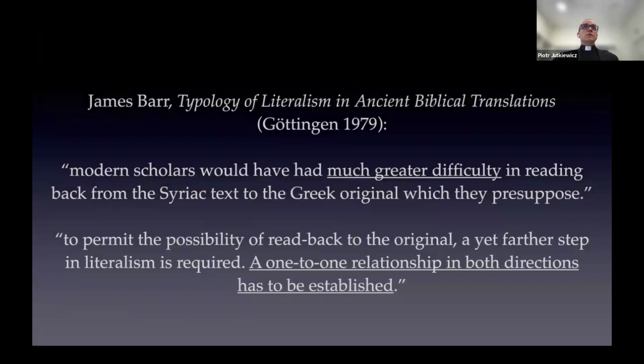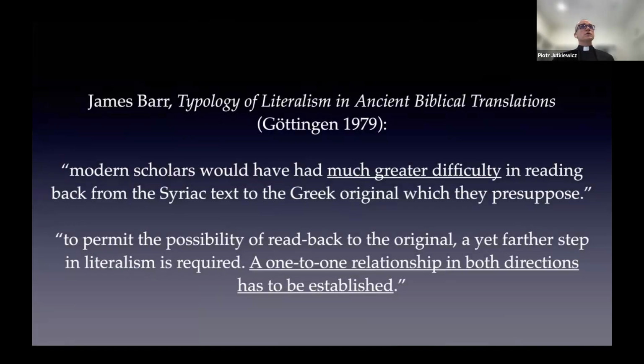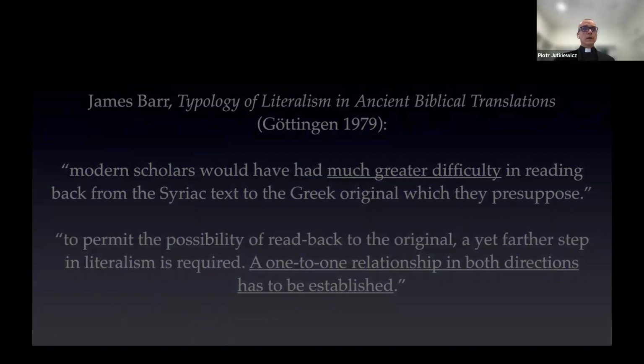James Barr was more cautious about the possibilities of retroversion, arguing that modern scholars would have had much greater difficulty in reading back from the Syriac text to the Greek original, which they presuppose. He highlights the fact that to permit the possibility of reading back to the original, a yet further step in literalism is required. A one-to-one relationship in both directions has to be established.